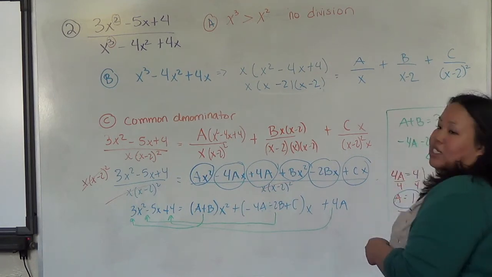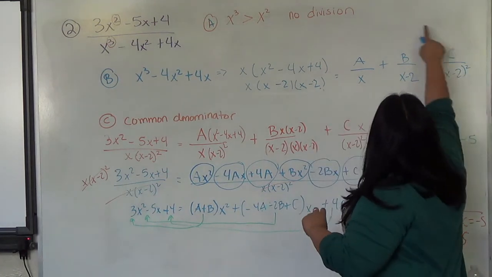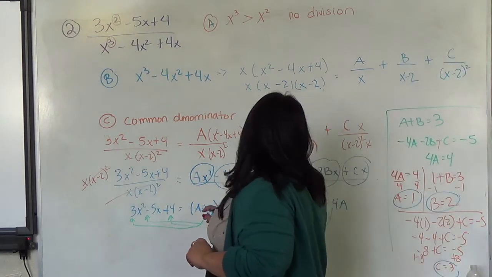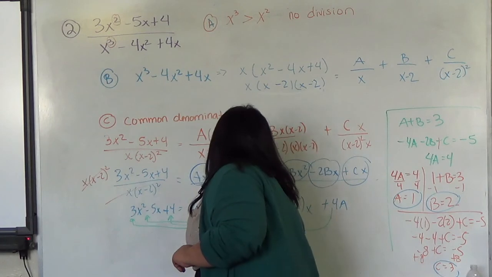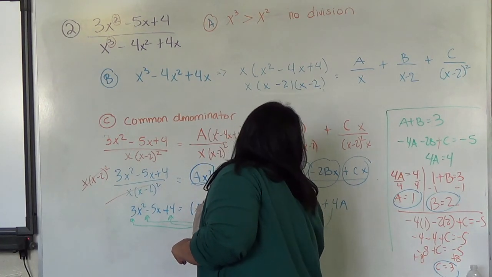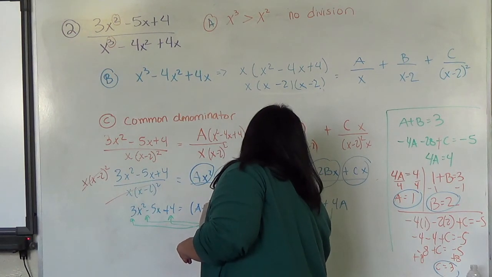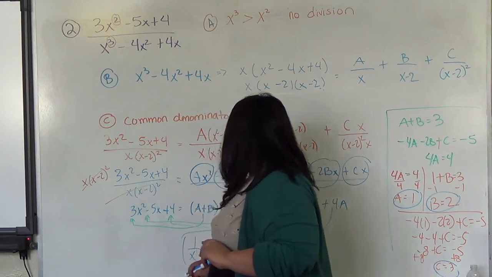Do we understand how we got these numbers? Okay, so then our final answer is this with A, B, and C plugged in. So it's 1 over x plus 2 over x minus 2 plus 3 over x minus 2 squared.